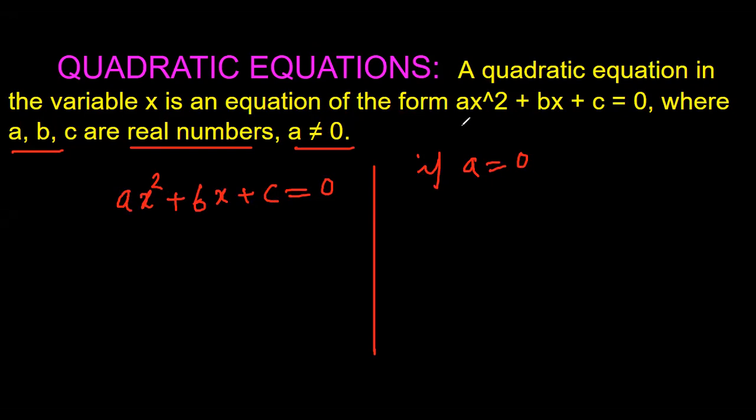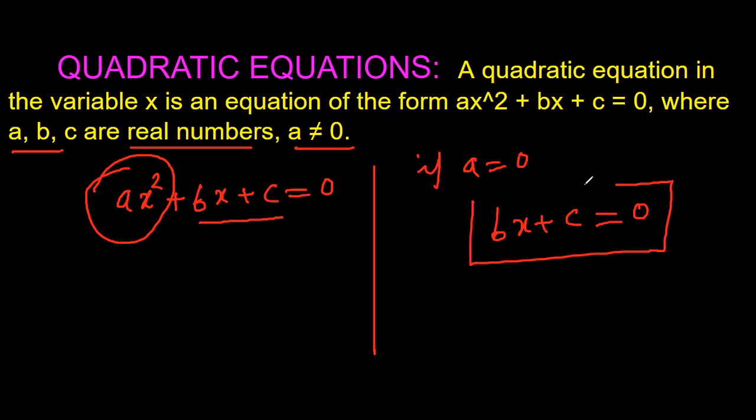If a is 0, then 0 into x squared, the first term, becomes 0, and our expression gets reduced to bx plus c is equal to 0. So this is, of course, a linear equation. The highest degree of any term in this expression is 1. So this is a linear equation, no longer a quadratic equation.